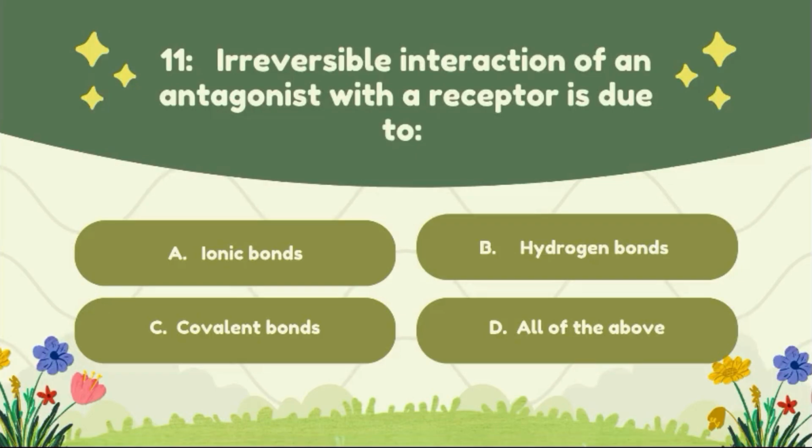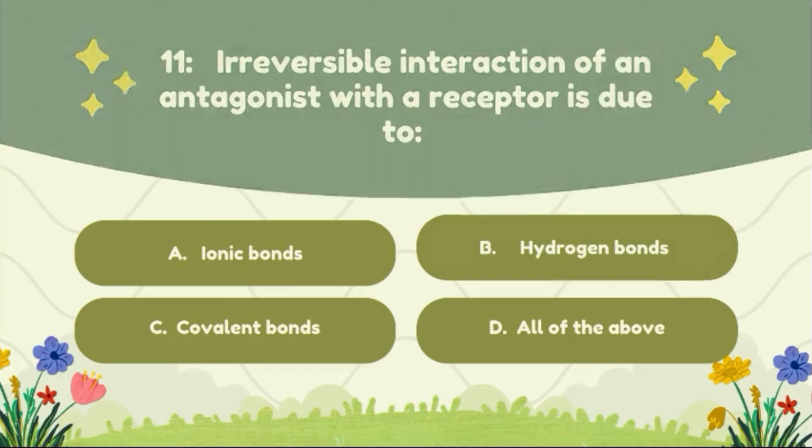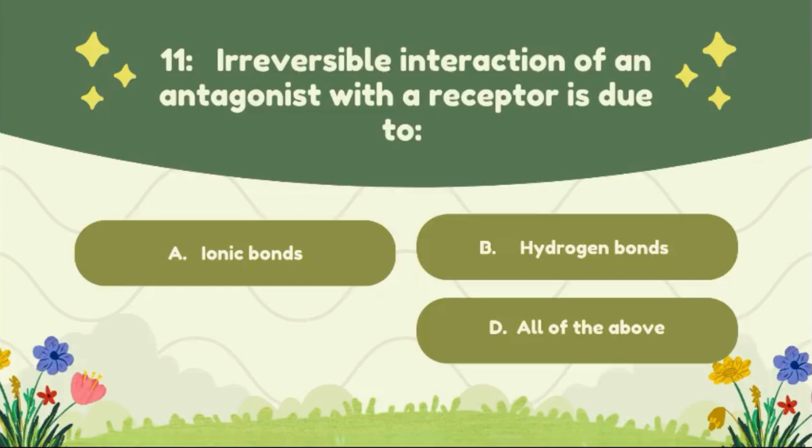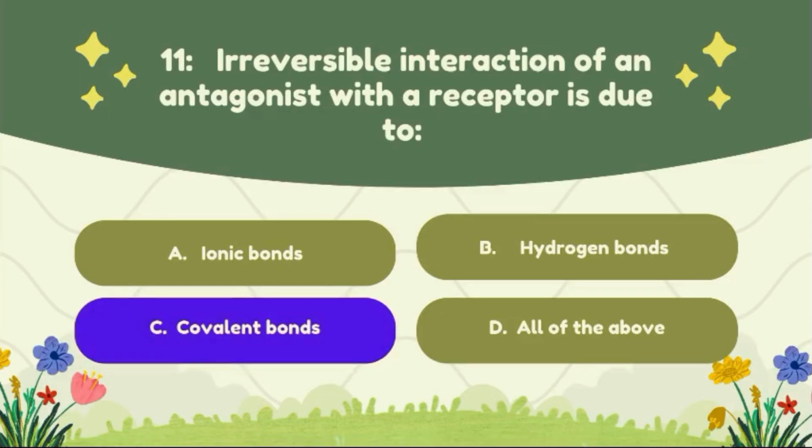Question number 11. Irreversible interaction of an antagonist with the receptor is due to: A. Ionic bond. B. Hydrogen bond. C. Covalent bond. D. All of the above. The correct answer of this question is option C, covalent bonds.